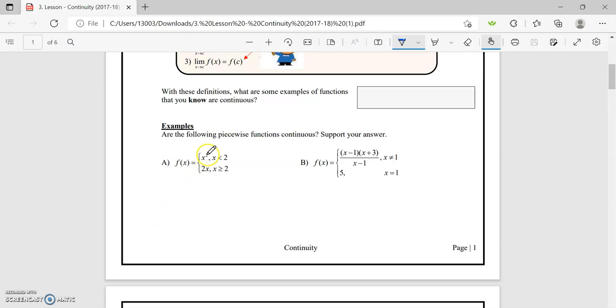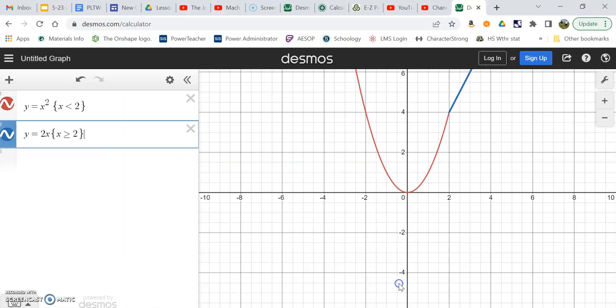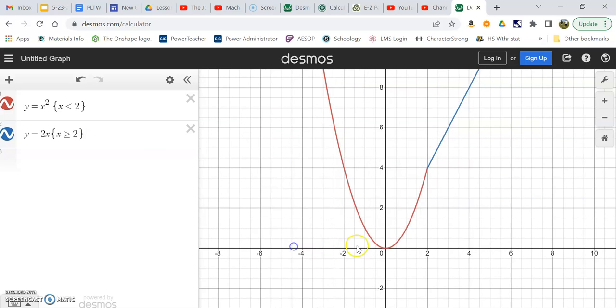Here is a piecewise function. In fact, I'm going to pause and create that graph right now. So there we go. I just made it. There it is. All right. So there's our graph for x squared when x is less than 2, and 2x when x is greater than or equal to 2. So that's what it looks like.